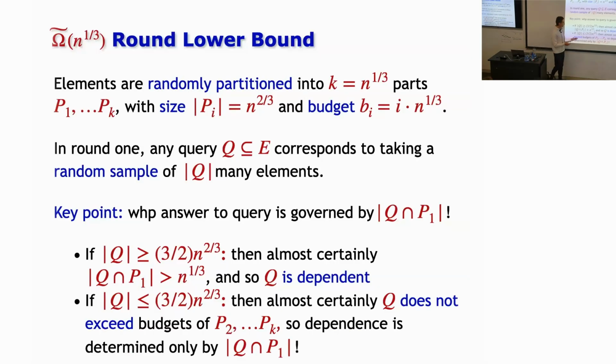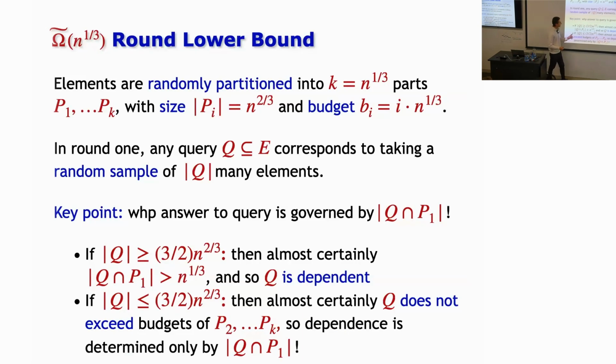On the other hand, let's imagine that the query is small. Let's imagine that Q has at most 3/2 times n to the 2/3 many elements. The point now is that your query Q does not exceed the budgets of the other parts.